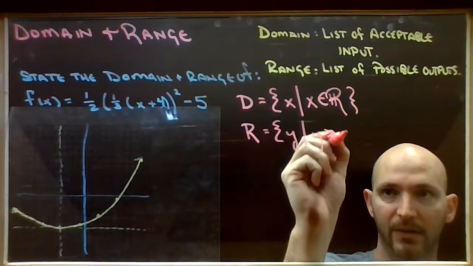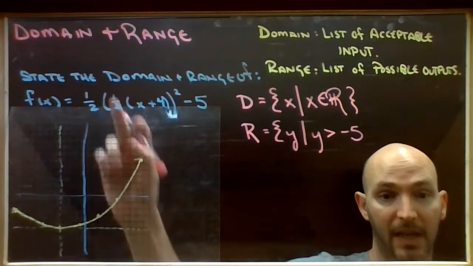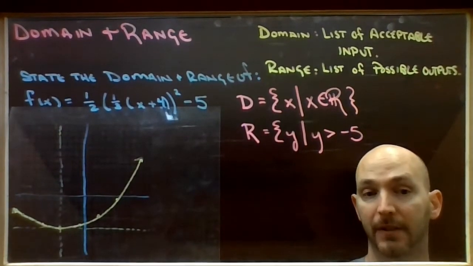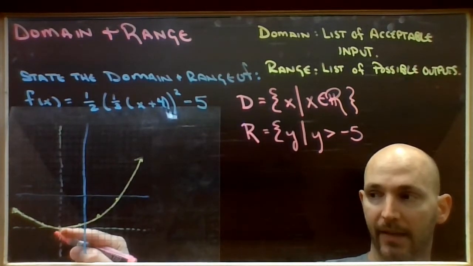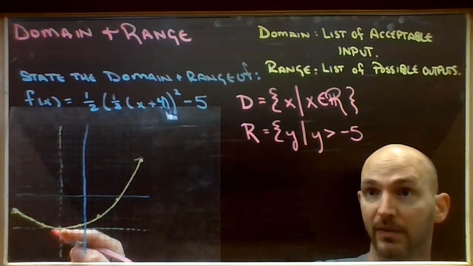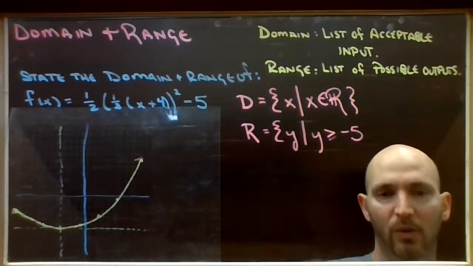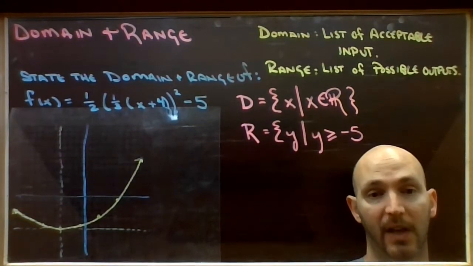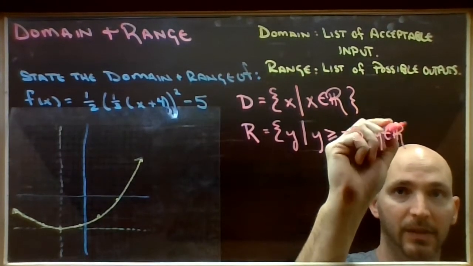y has to be greater than -5 because they are all above that line, right? You pop in the line y equals -5 and this parabola is always above it, except for one place right there. At the vertex, the parabola actually touches -5. So it's not just greater than, it's greater than or equal to -5. And they must be real numbers.